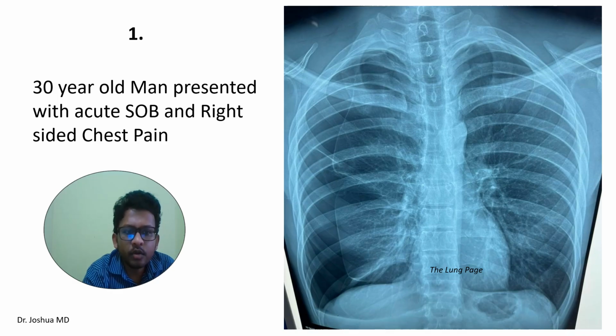So first case scenario: a 30-year-old male presented with acute shortness of breath and right side of chest pain. So this is his history. How can you interpret this chest X-ray within a couple of minutes? You can see very clearly, quickly with the ABCD order.